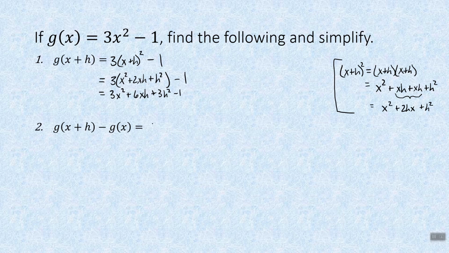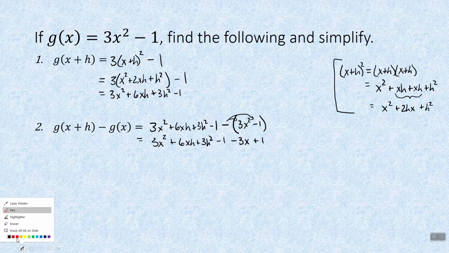g of x plus h minus g of x. So we'll take what we already found. I'm not going to do it again. I just found the answer. Let's use that. We're going to work smart, not too hard. But then we want to subtract the original function. So if I'm going to subtract, I'm going to put the whole thing in parentheses, so I remember that that negative goes to both of them. So this becomes 3x squared plus 6xh plus 3h squared minus 1 minus 3x squared plus 1.